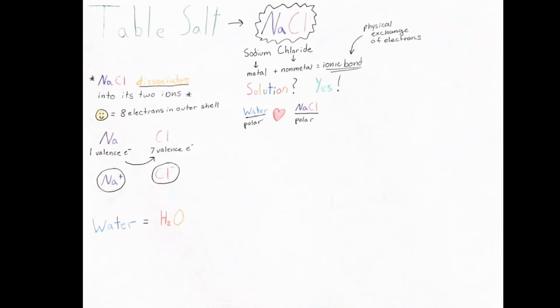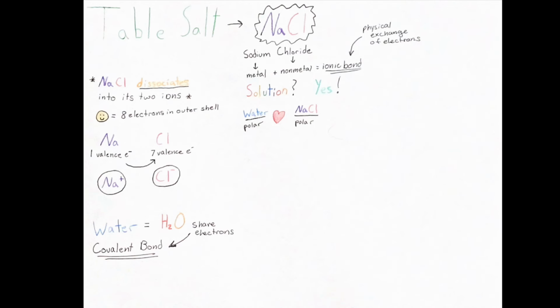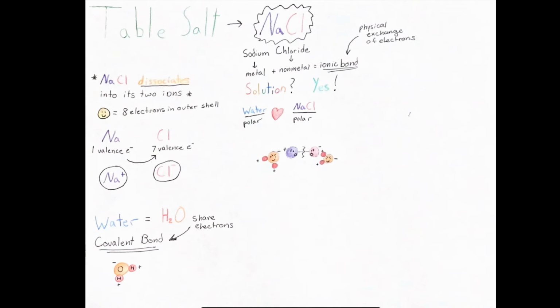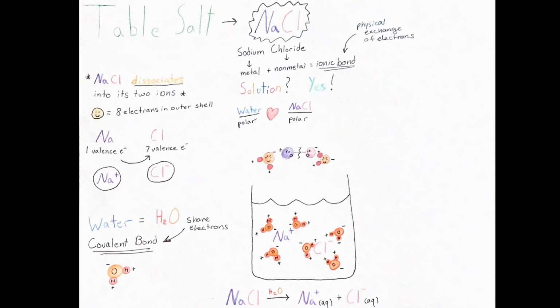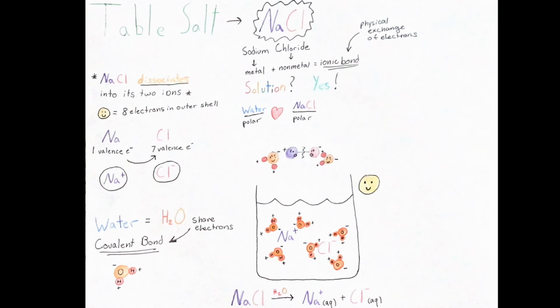Water, the compound H2O, is formed with covalent bonds where they share electrons. Covalent bonds are stronger than ionic bonds, so the water molecules pull the sodium and chlorine compounds apart in solution, where the ions are surrounded by water molecules. The sodium ion and chlorine ion are happy this way because they still have their full outer shell of electrons of 8.